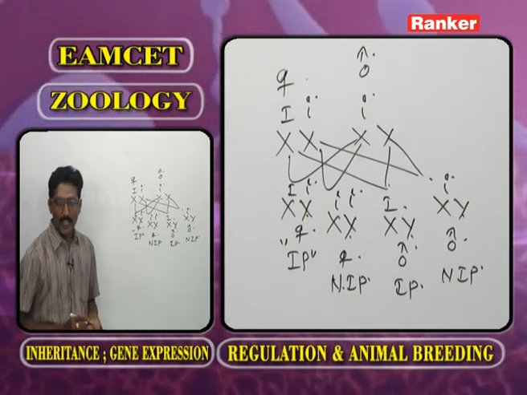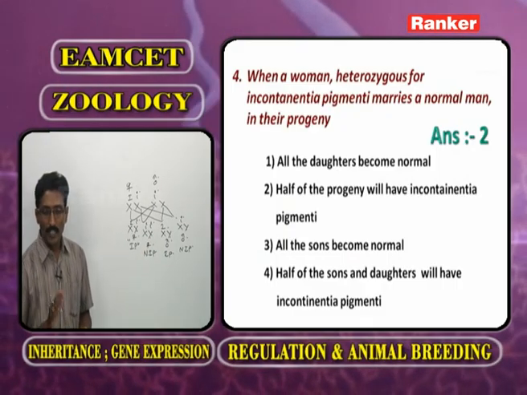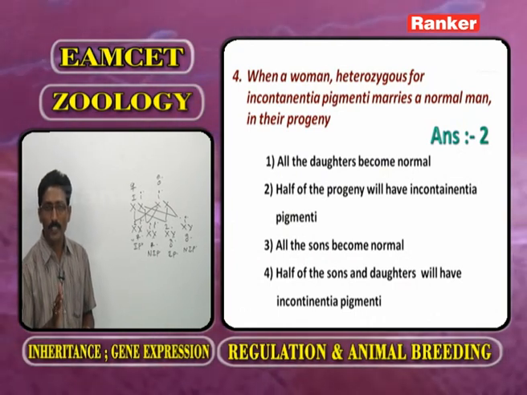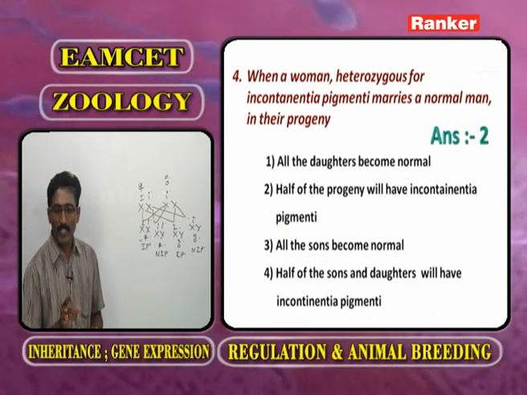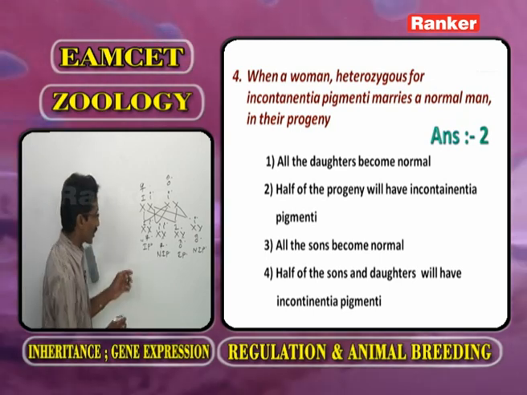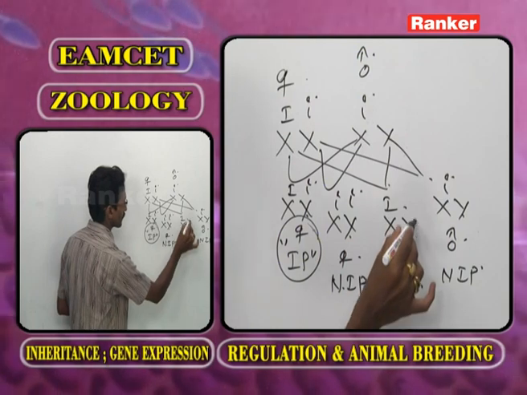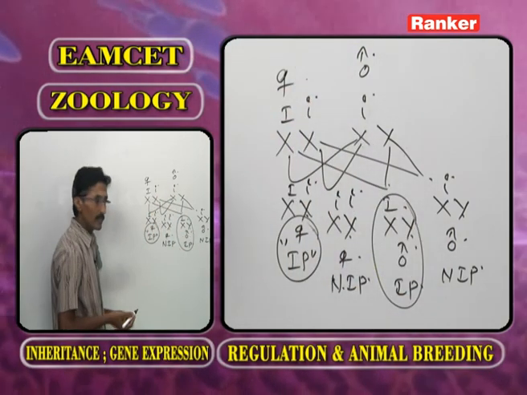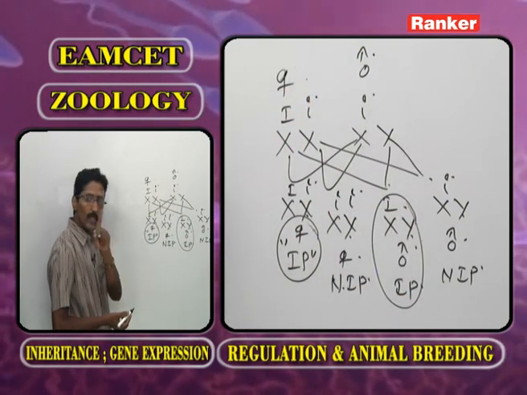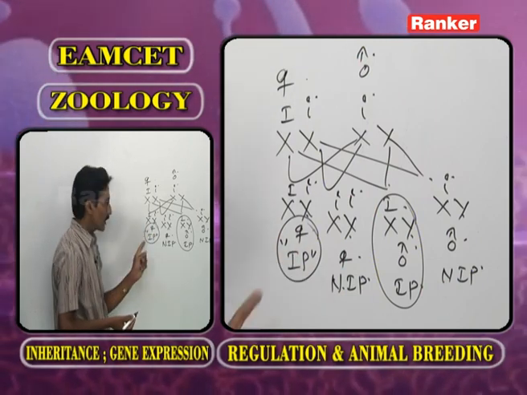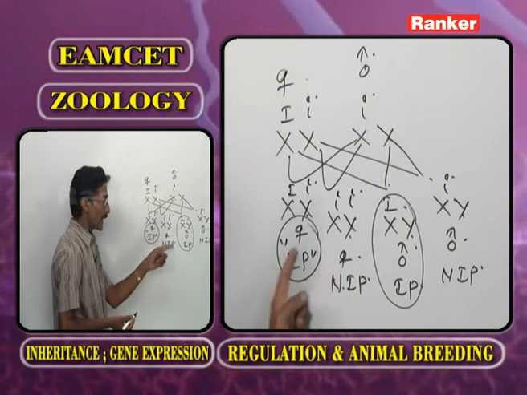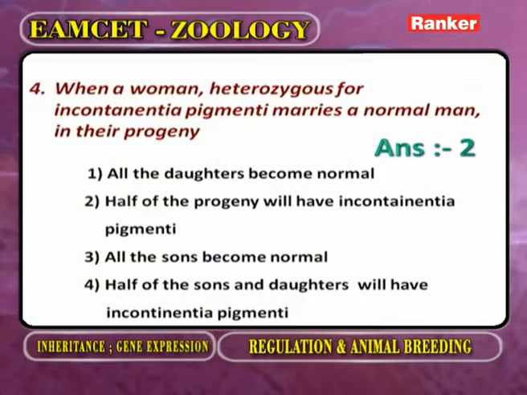And now here, what is the answer? Half of the progeny, meaning children, half of the children will have incontinentia pigmenti. Out of 4, 2 are suffering from incontinentia pigmenti. So half of the children get the disease. Now the next question.